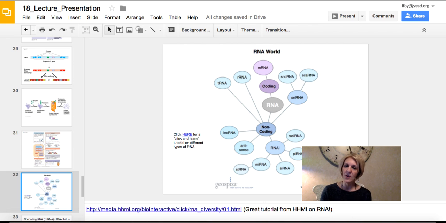One of the things that I want to talk about very quickly is the explosion of information that we have been learning about RNA. It is looking like it really is an RNA world, and all these different kinds of RNA are helping to control gene expression. And so we have one big type of area called non-coding RNA, and then we have coding RNA. An example of coding RNA is our messenger RNA.